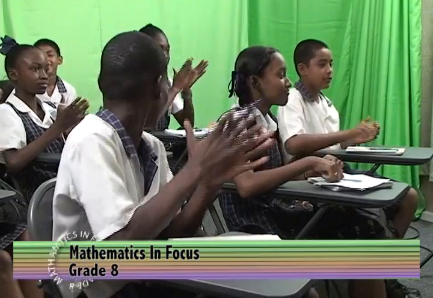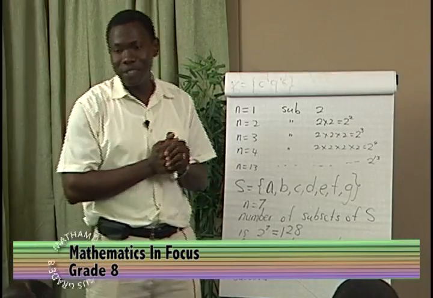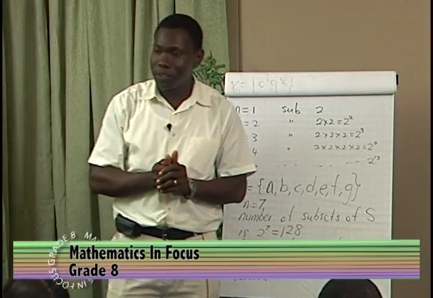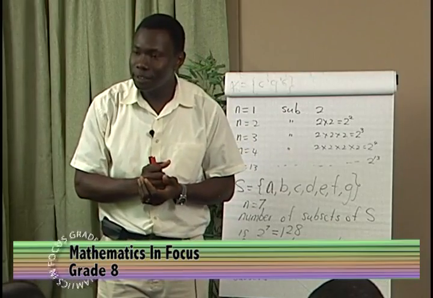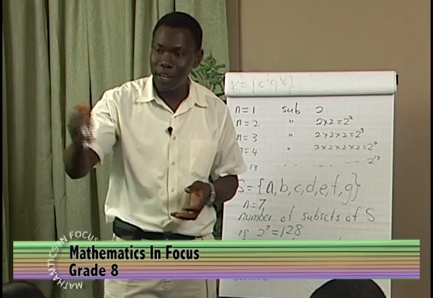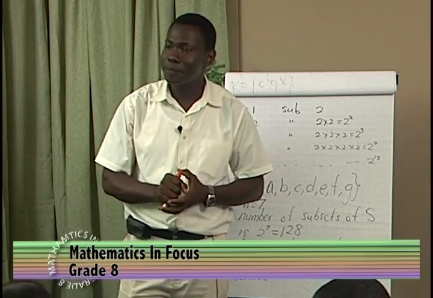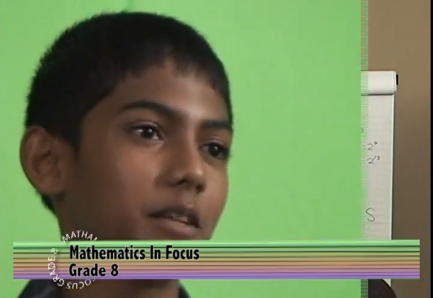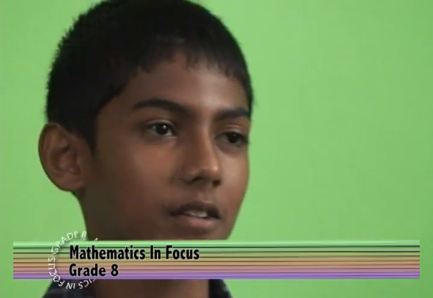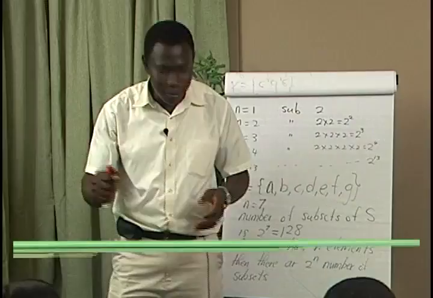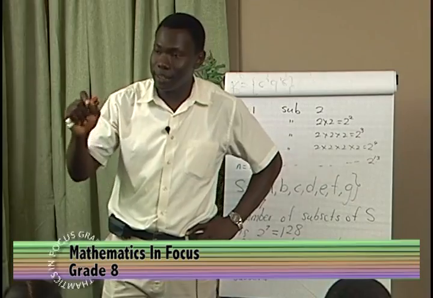256, correct. Lovely. Why 256 now? Come on, explain to the class why 256. Stand up and explain to the class. Sir, 2 to the 8 power. Why 8 power? It has 8 students. 8 students. Good. So the set has 8 elements.